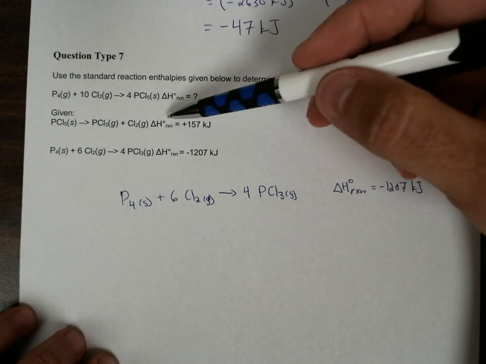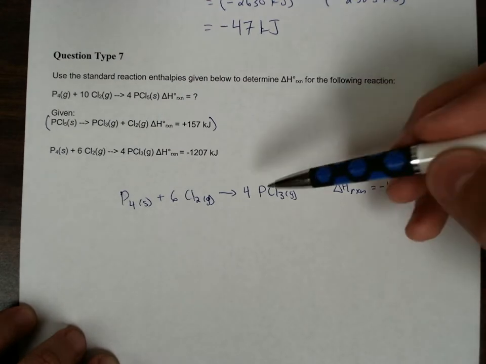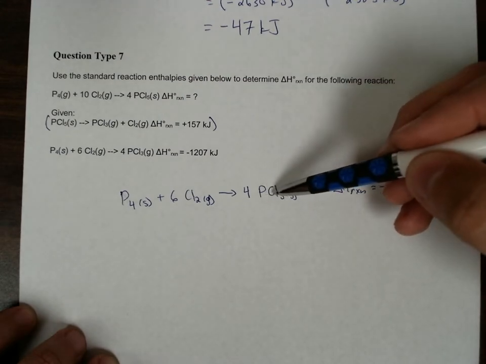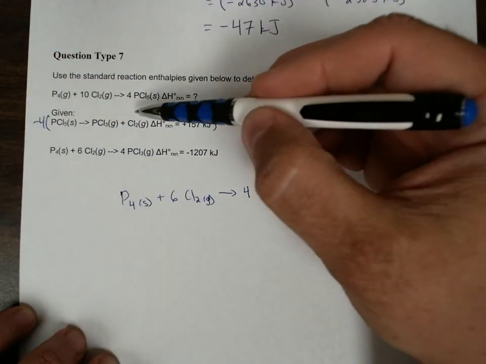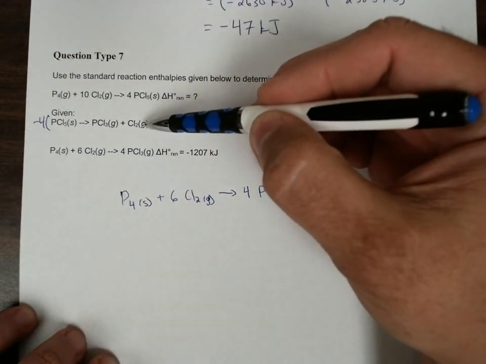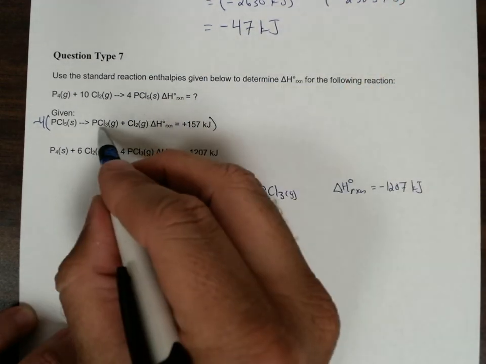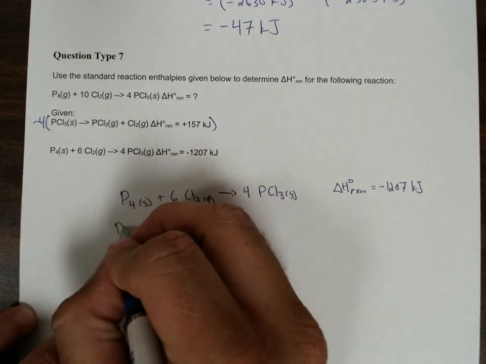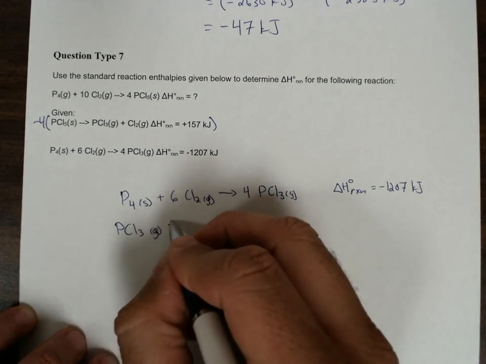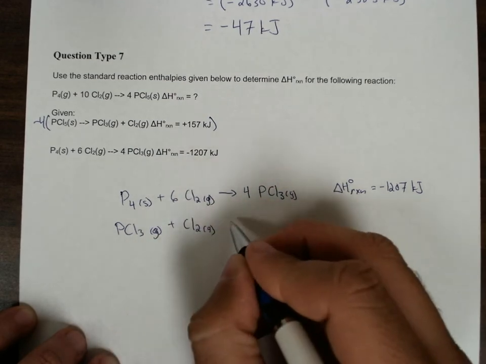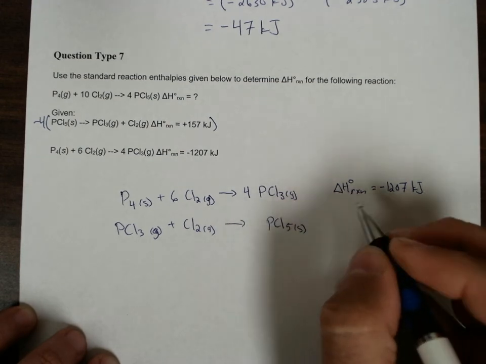In order to get rid of it, we need to multiply this equation by negative 1, but there's also 4 equivalents of PCl3, so we also need to multiply by 4. So we're going to multiply this equation here by negative 4. Multiply by the negative reverses the PCl3 side. So now the PCl3 gas and Cl2 gas will be on the left, and we'll get the PCl5 solid on the right.